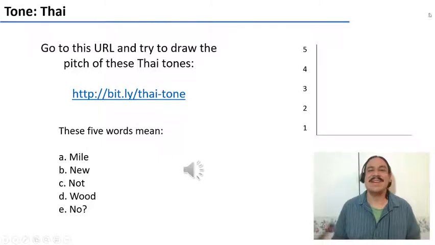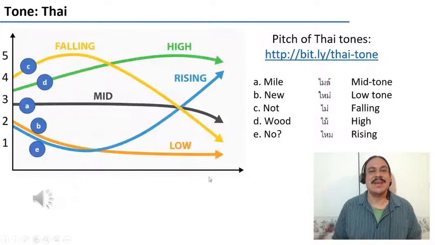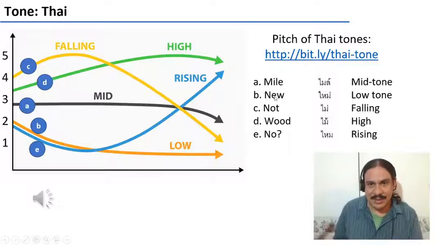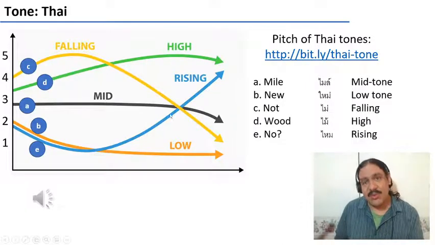Welcome back. How did it go? Let's look at the trajectories. This is what those tones look like in Thai. So we have five words: mile, new, not, would, and no. The first one has a mid tone. As you can see, it's fairly level at number 3. The second word has a low tone. Here it's orange, where it starts low and then goes even lower. The third word has a falling tone that starts high and then it dips all the way down. The fourth word starts somewhere in the middle and then goes really high. And then the fifth word starts low and then rises all the way up.